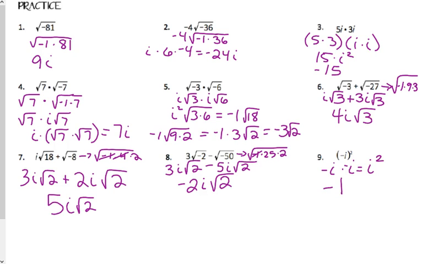So those are just some examples of what to do with imaginary numbers. Yes, it does get more complicated. Eventually, we start adding real numbers and imaginary numbers together into a binomial, and that gives us a complex number, but that's a video for another day.